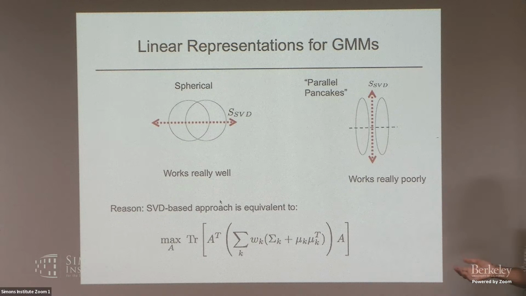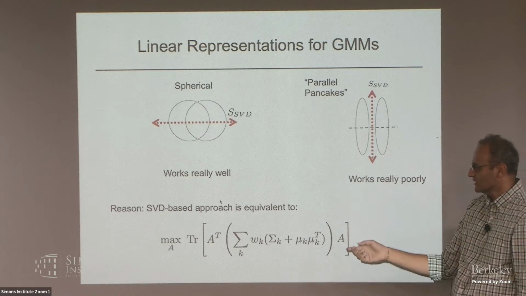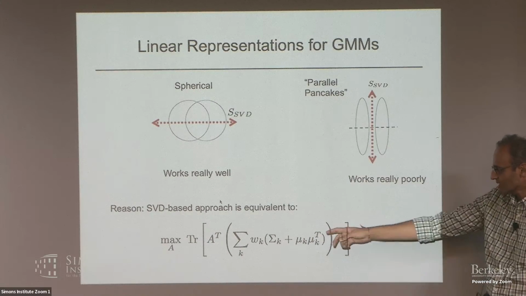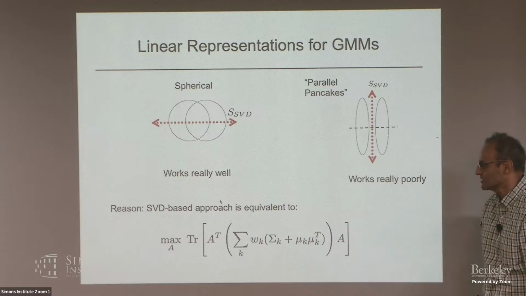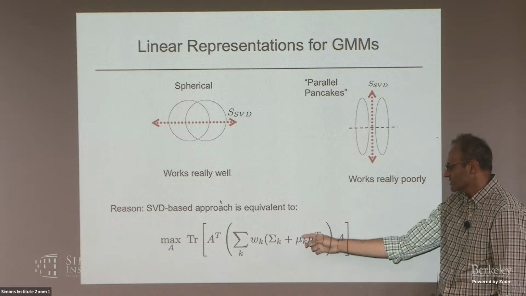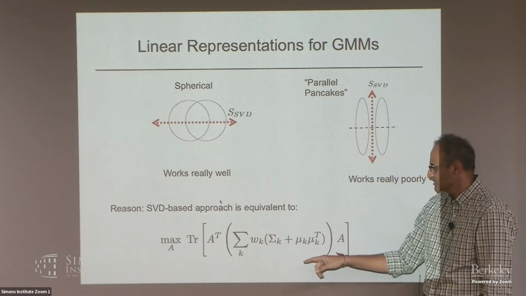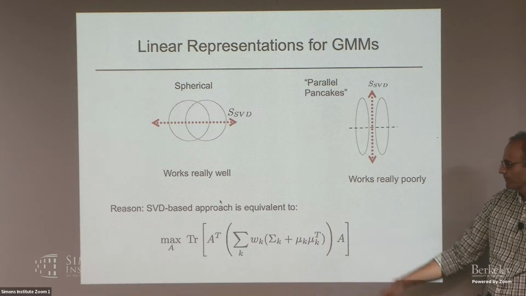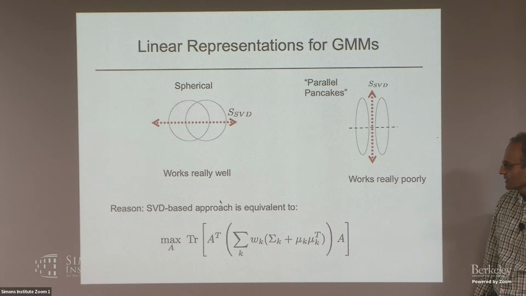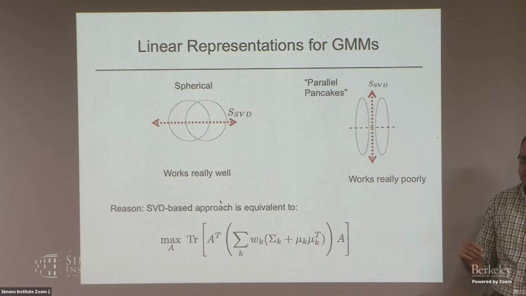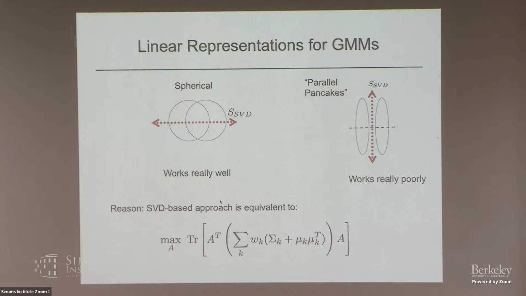The reason is that you can rewrite the SVD-based objective as this objective, where you want to maximize over projection matrices A the trace of A transpose times this thing, which is the covariance plus the means of every point, and then you add it all up. So if you have a sigma k which has a big nonsense direction, it can significantly screw you up.